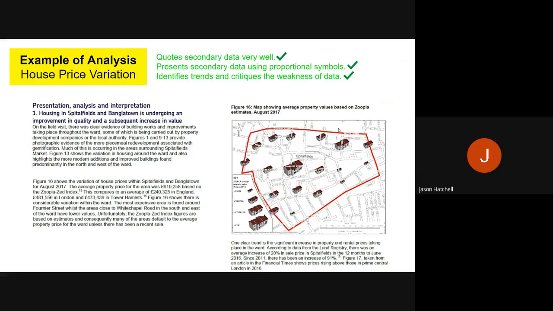So this is a nice visual way of representing secondary data using proportional symbols, and it is therefore clearly, easily analysed and linked to their key question. The student finally picks out the clear trends from their data presentation and also from the data they've collected to show that they understand the changes that are taking place, and they critique that data as well. So that's one example of how you could answer a key question as part of your analysis.